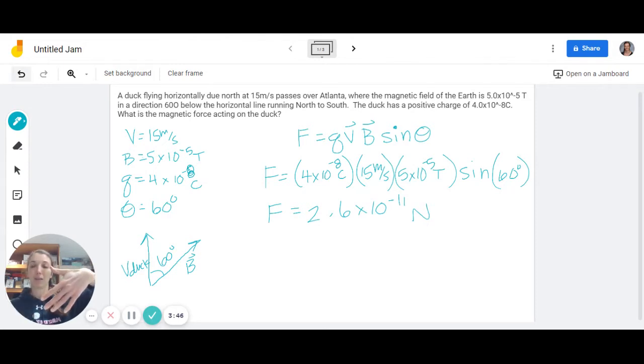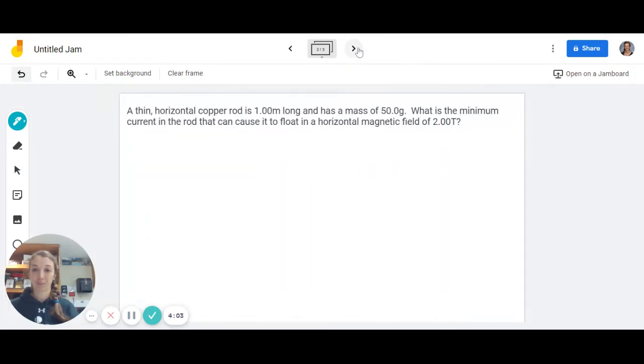And which way does that palm push? It pushes to the west. I know that's hard to show you on Zoom, but the direction should be west. So go ahead and practice your right hand rule because you will need to use it on the test. Okay, let's try another one.